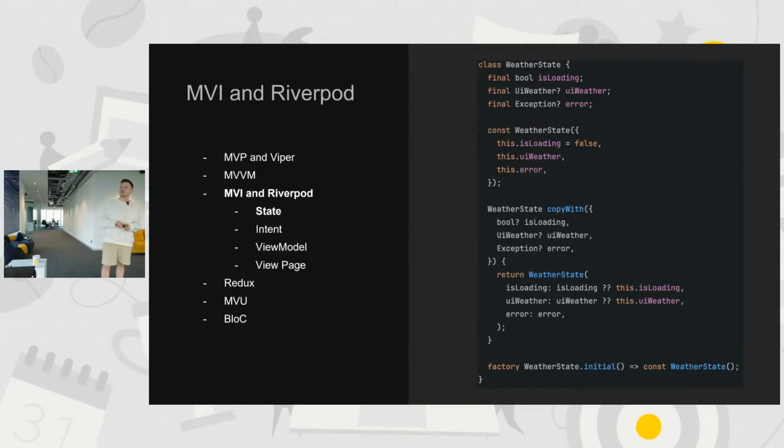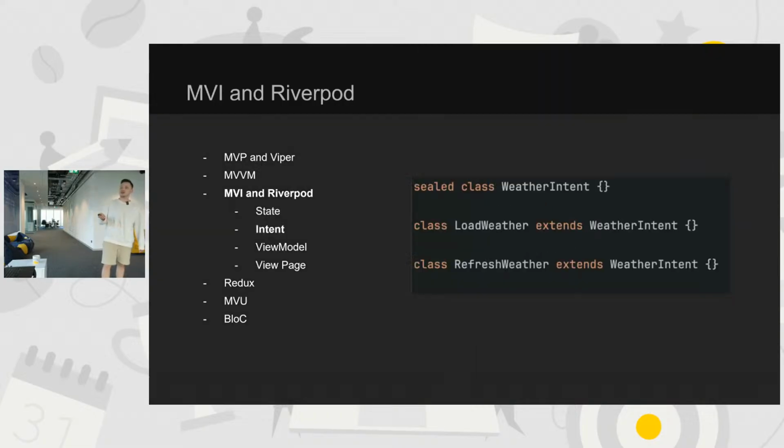Let's code it. So here is the state. Obviously, we have, again, a couple of properties which illustrate loading, UI model, and exception, if there is one. Intent allows us to use it as messages. So, for example, if I need to load weather, I just push this intent that I need to load something, or, for example, refresh weather. Actually, in production, it could be simplified, and I can just use one intent, but just for demonstration, I decided to split it.